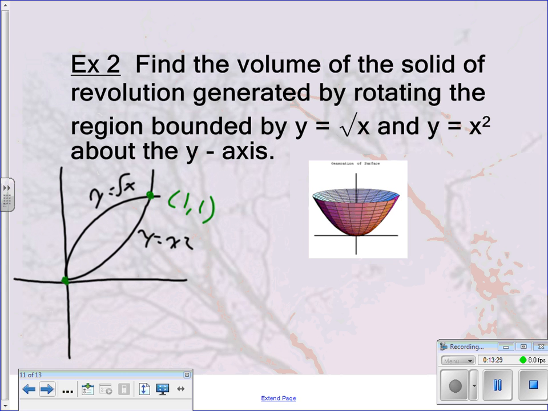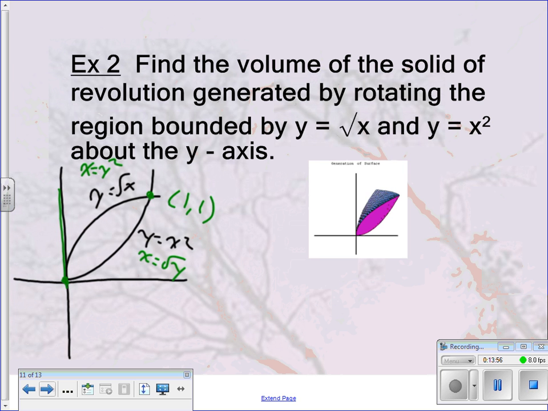Now the question is, what are we rotating it around? The y-axis. This is our rotation here. We're rotating it this way. So our problem is being done dy, not dx. So we need to change these into the appropriate ones. So this is x equals y squared, x equals the square root of y. It's almost the same thing.